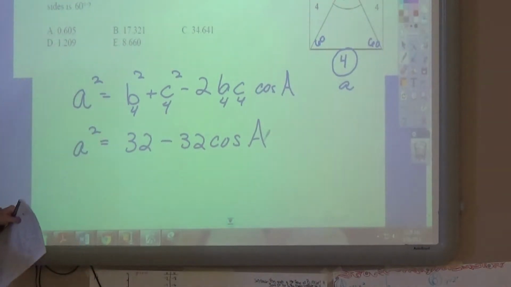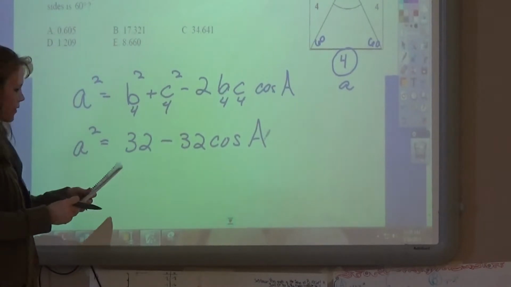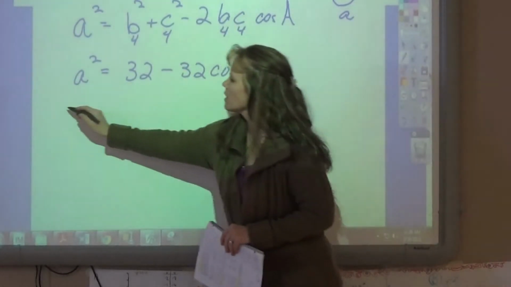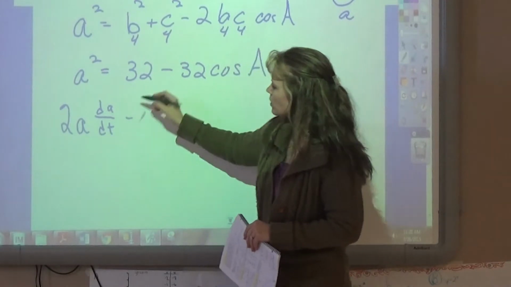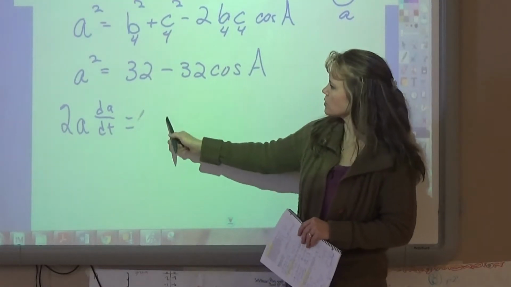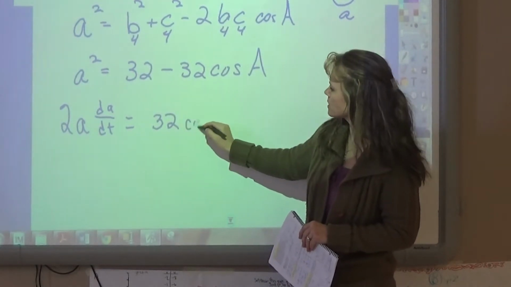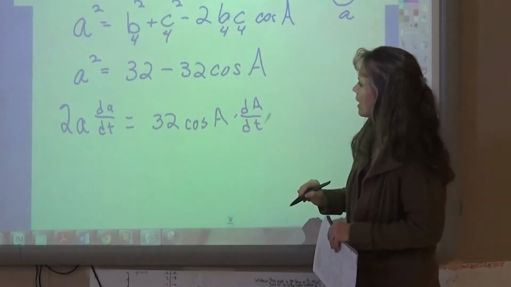So now I'm ready. I've got a relationship between the things that are changing, and I'm ready to find the derivative. So I found the derivative, which was 2a dA/dt equals, the derivative of 32 is 0. The derivative of this thing will be positive 32 cosine A times dA/dt. Okay, and that's all okay.